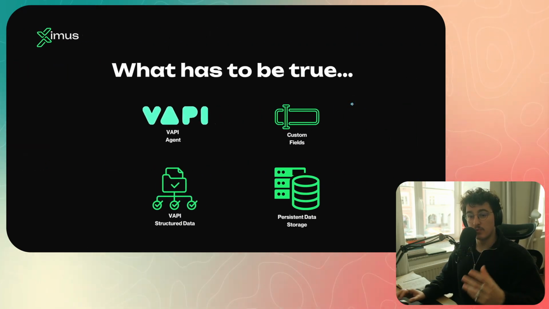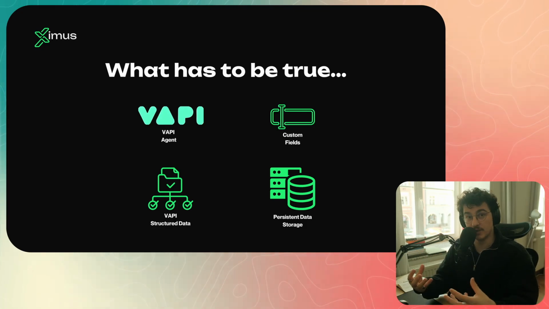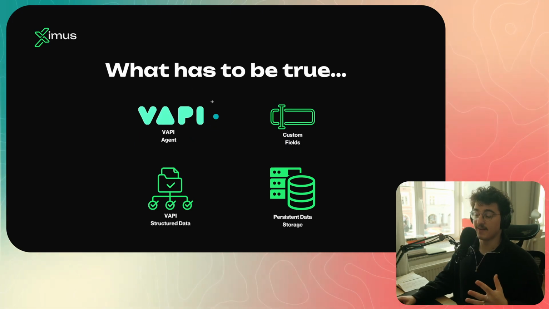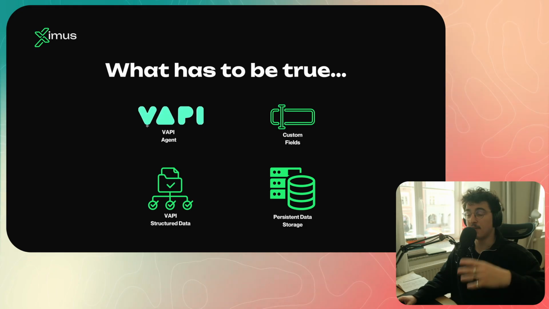But for that to work, there are some things that have to be true in order to actually gain really valuable information about the calls. The first thing is very obvious. You need to have a voice agent configured. Today we're building in Vapi, and it has to have a system prompt and all the settings.